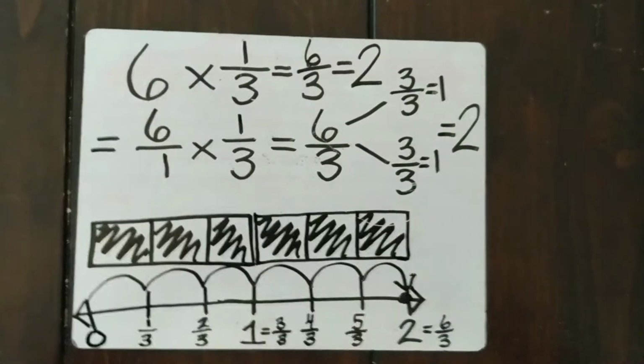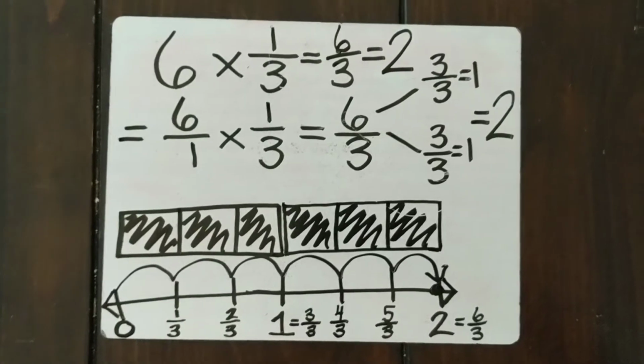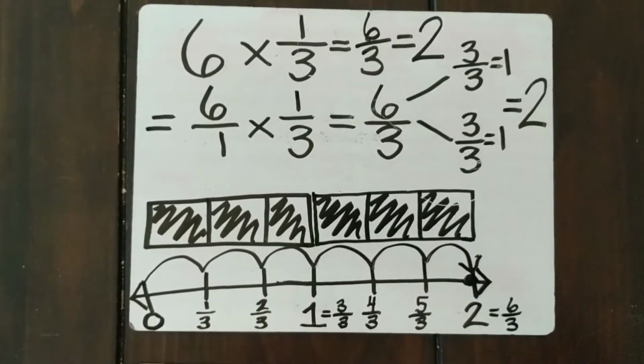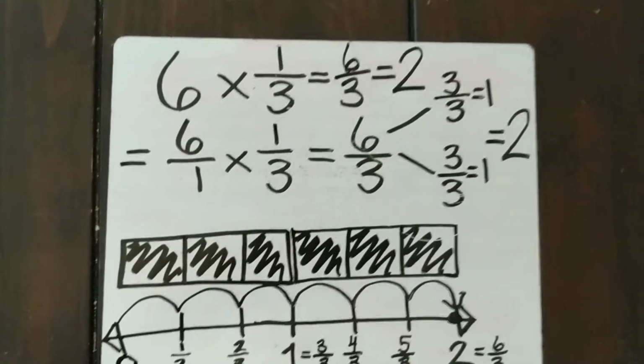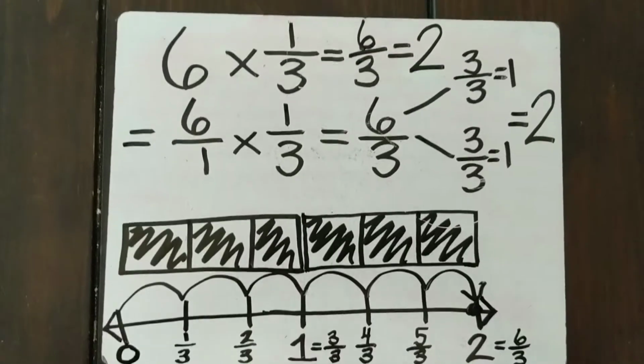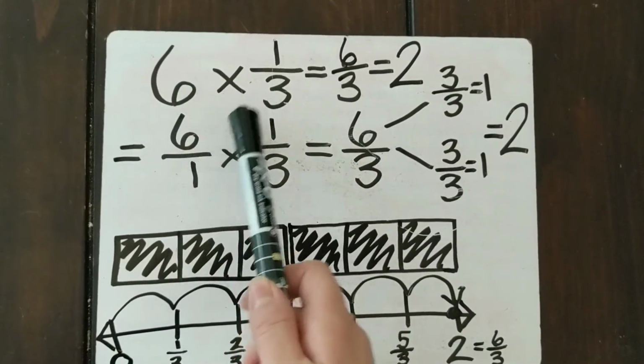Good morning, Bulldogs. I am here today because I know some of us, even me included at times, are a little confused with number lines. So I just want to go through a few steps with you and see if this might possibly help you better understand them. So I'm going to start with this first one where I have the problem 6 times 1/3.